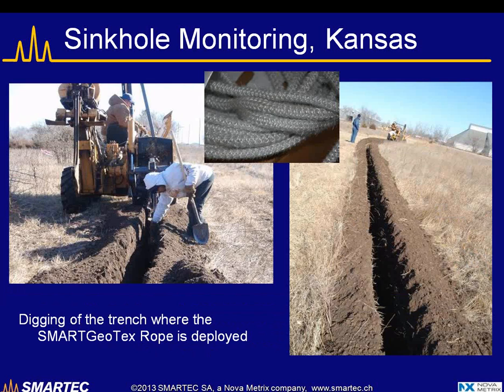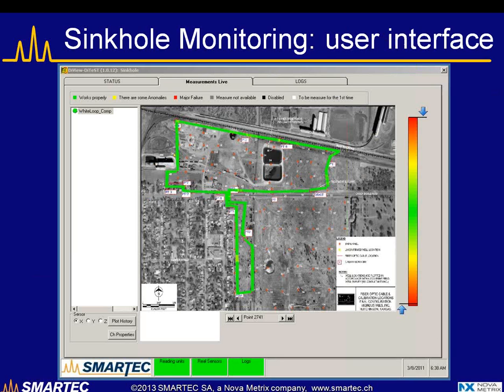Here the approach was very simple. A trench was dug, and smart geotextile with the SMARTprofile sensor inside was installed in the trench itself and then buried, so that if a sudden settlement was created by a forming sinkhole, the cable would sense an increase in strain and can generate an alert.